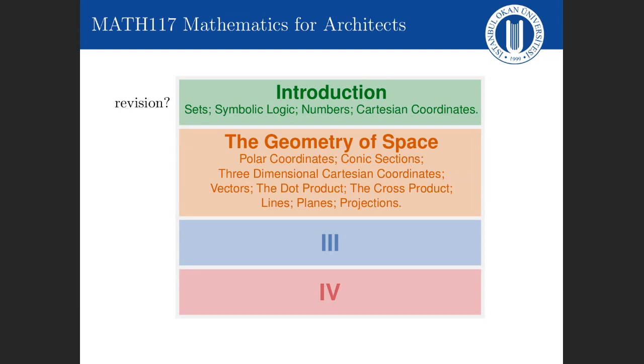Part two of this course is about the geometry of space. We will talk about polar coordinates, conic sections, three-dimensional Cartesian coordinates, and then vectors, the dot product, the cross product, lines, planes, and projections.